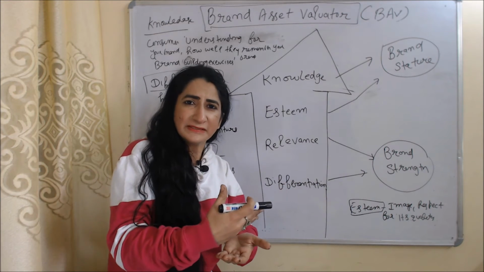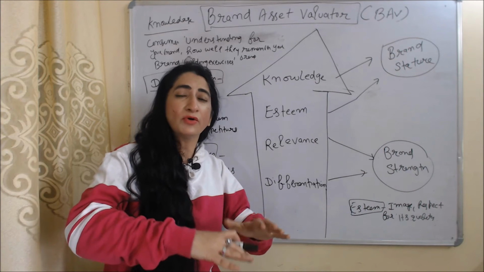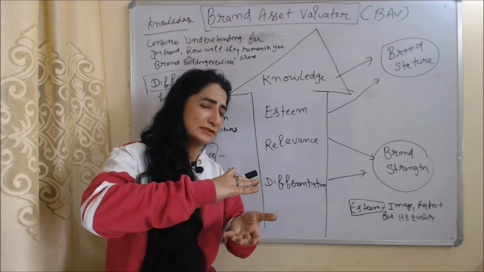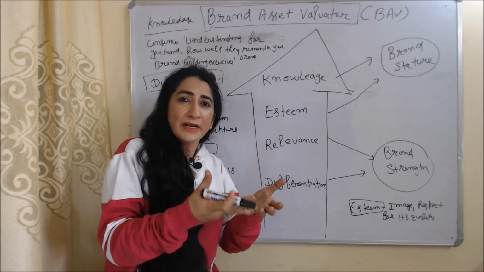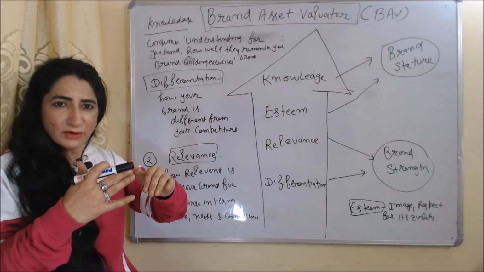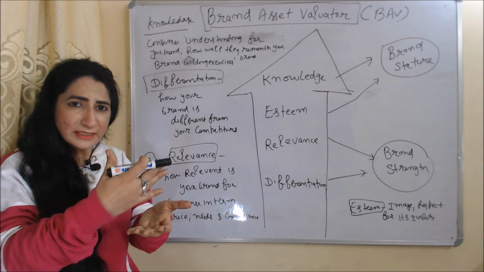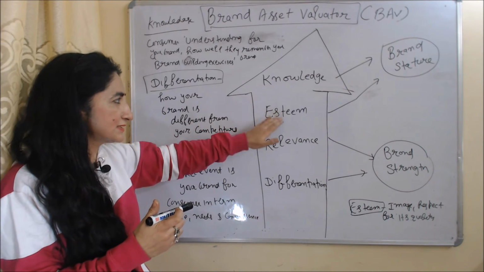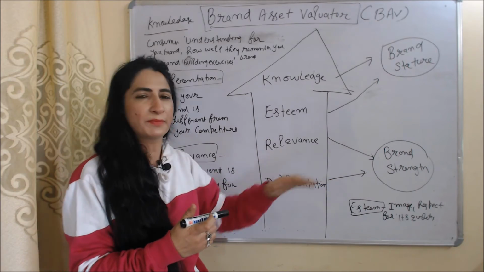For example, if people say your brand is fake and your product has poor quality, that means you don't have respect in the market. On the other hand, if people say your product features are good, qualities are good, and price is reasonable, that means your brand earns respect in the market. Last is knowledge. Knowledge is the consumer's understanding of your brand, how well they remember your brand, and you can increase it by many brand building exercises. Knowledge and esteem create brand stature. On the other hand, relevance and differentiation create your brand strength.